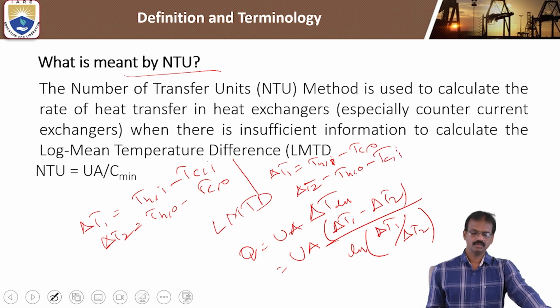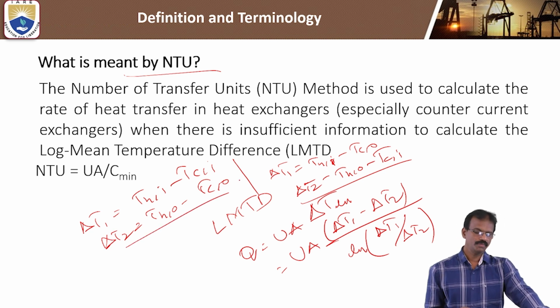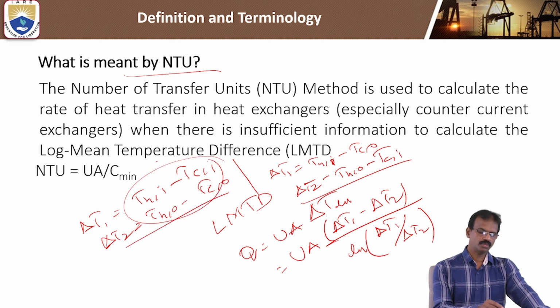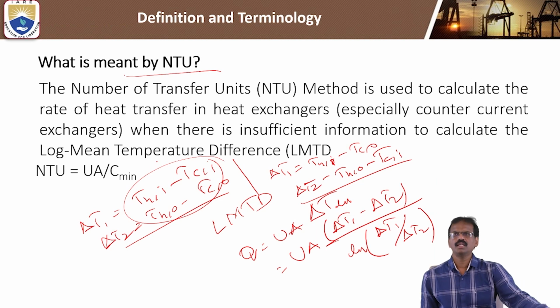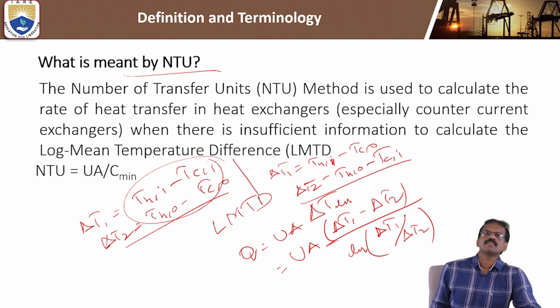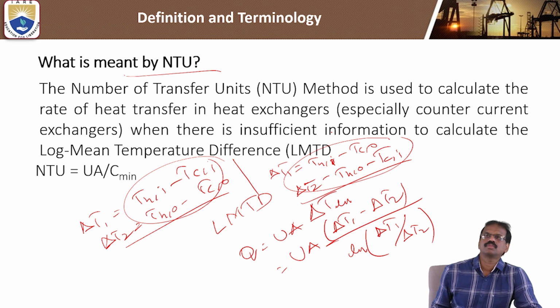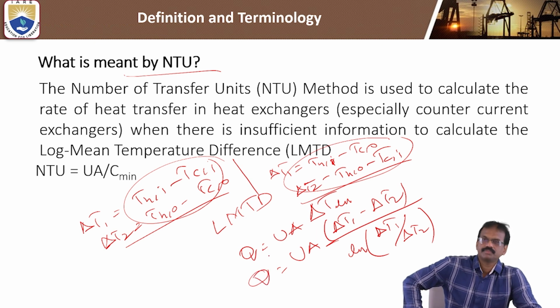TC. These are the values. In both cases, we are observing four temperature parameters: inlet and outlet temperature of the cold fluid, and inlet and outlet temperature of the hot fluid. So by using these four temperatures of cold fluid and hot fluid, you can find out the heat exchange value, rate of heat transfer, or heat flux.